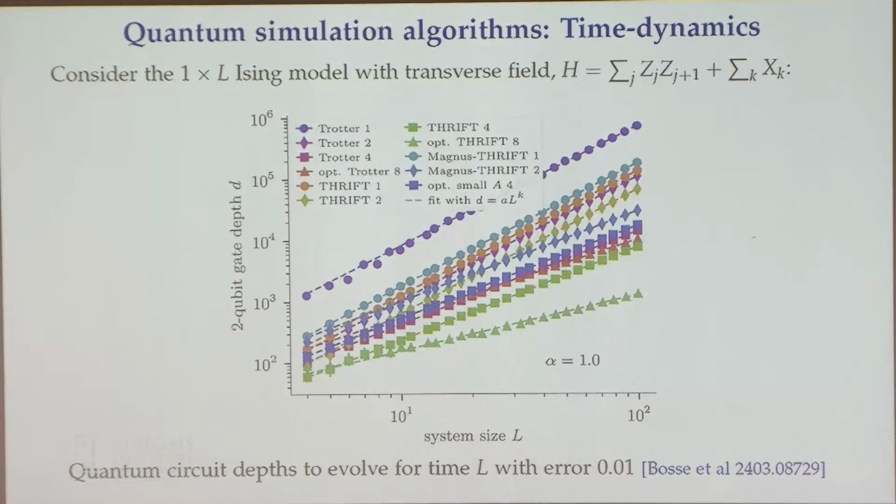Yeah, please. I think I missed it. How are you connecting time L with system size L? Okay, so we're just saying we want to evolve for time L for each system of size L. The idea being that this is an interesting time to evolve for, because you're seeing the full system at that point. If you're evolving for a much shorter time, then you would expect perhaps that the depth won't scale with system size.